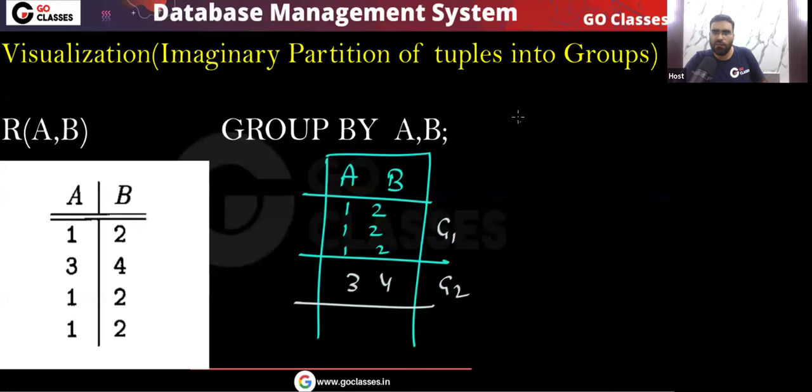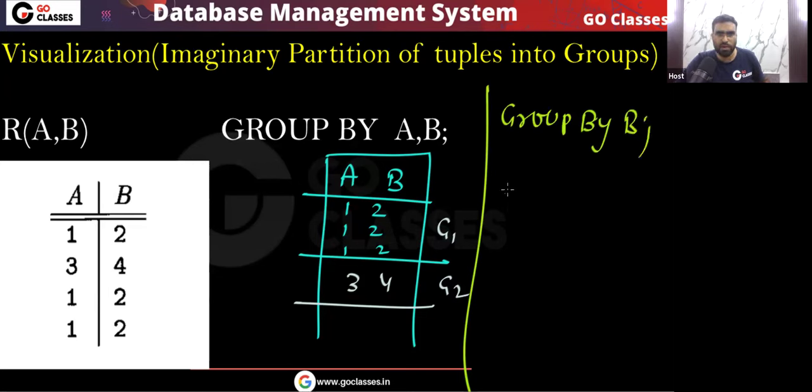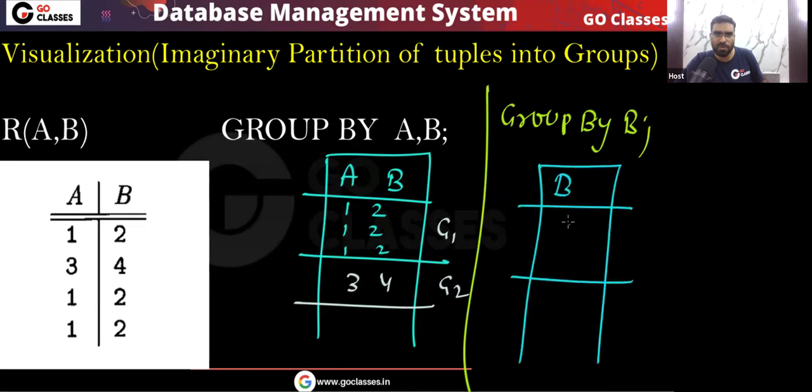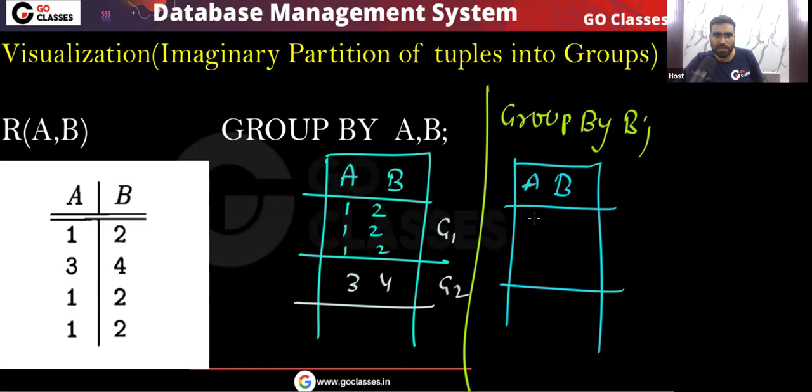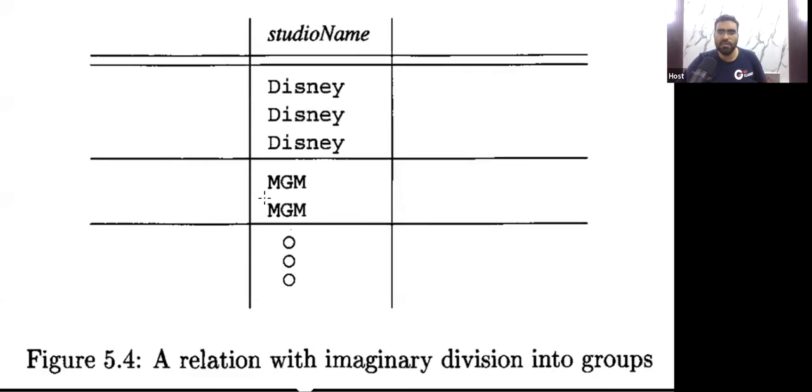Is this clear? If I say group by B, then how many groups will be created? Based on B you are grouping, then again two groups will be created. You can see these are the same B values, so they will go in the same group: 1 2 1 2 1 2 and 3 4. Again two groups are created if I do grouping based on B. Okay, let's move on.